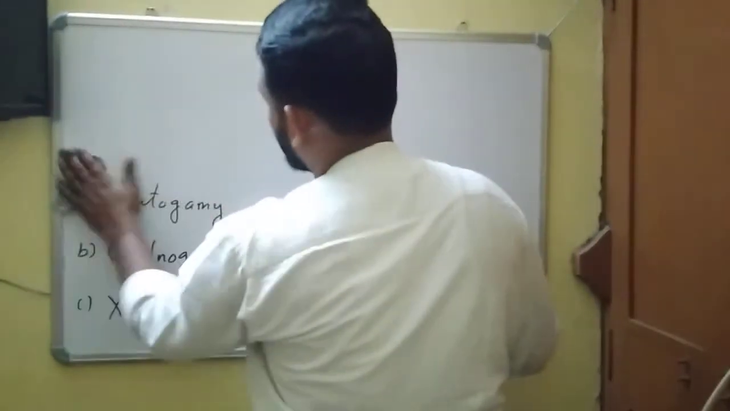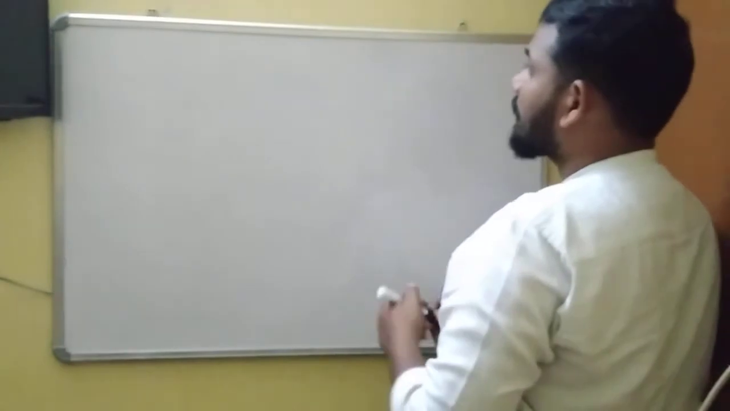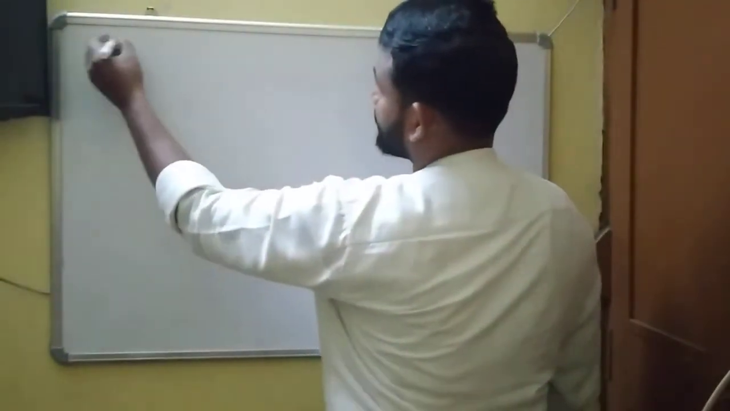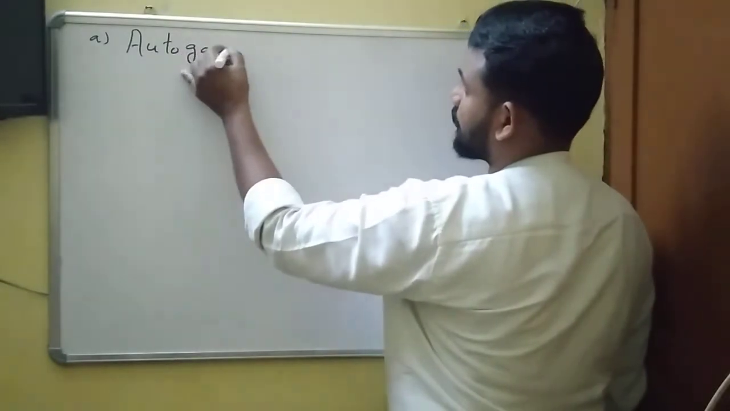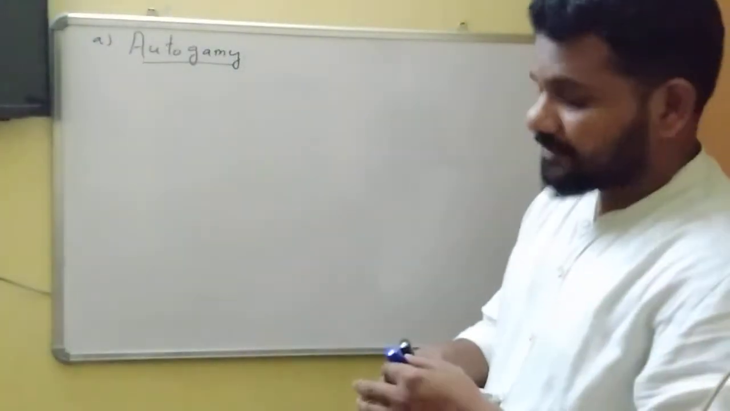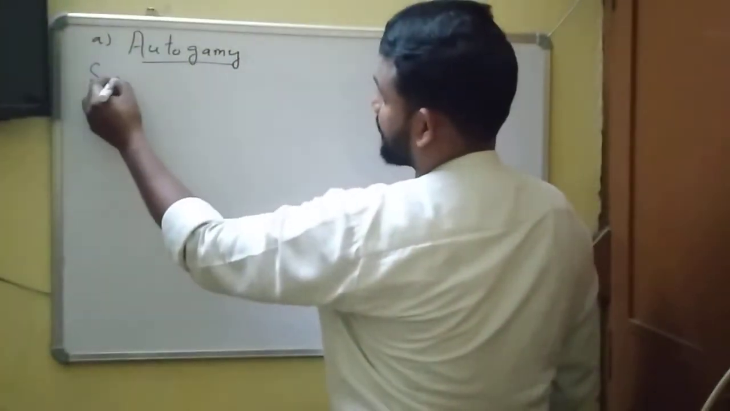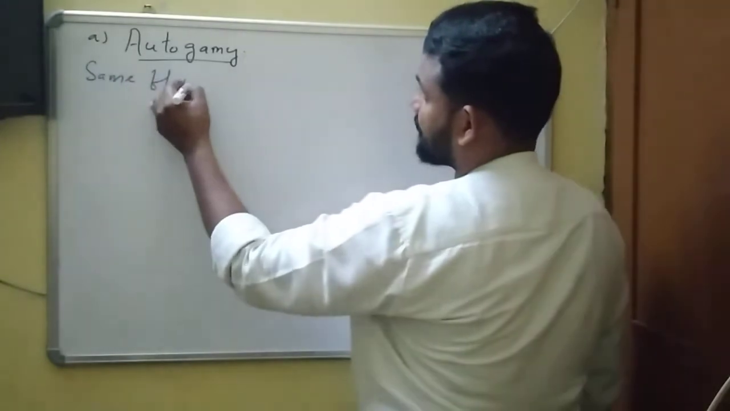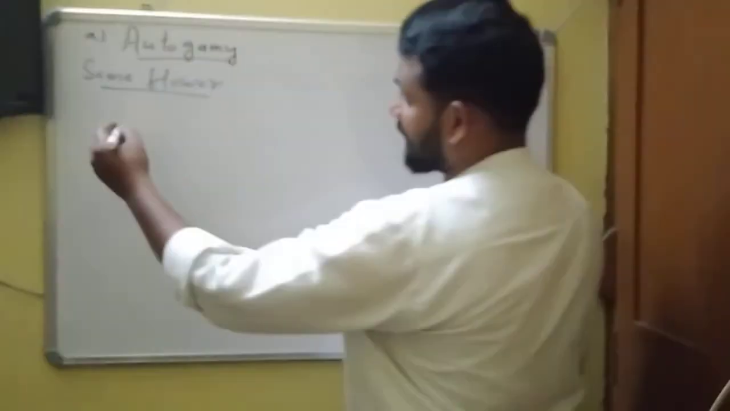So first type of pollination is autogamy. What is autogamy? It is achieved in the same flower. Same flower means if the same flower has both androecium and gynoecium, then transfer of pollen grain.